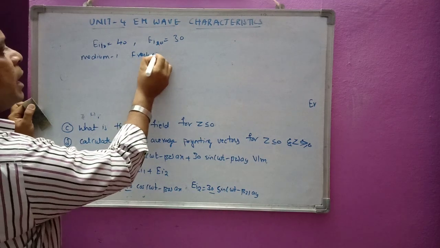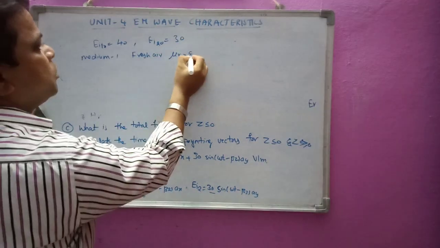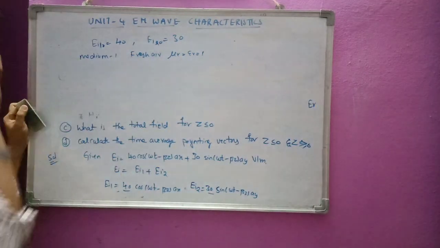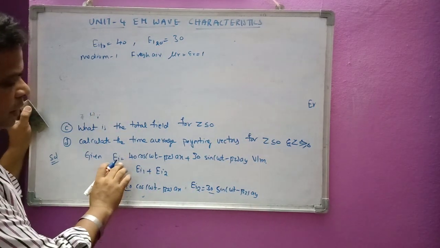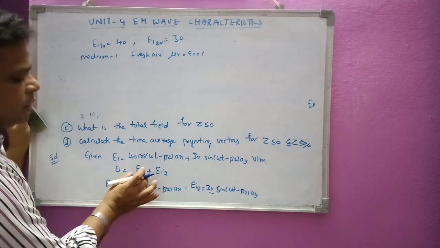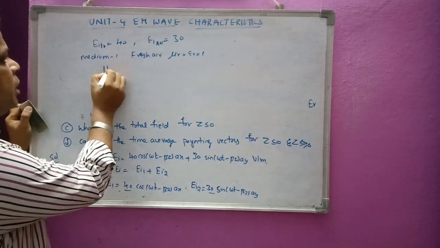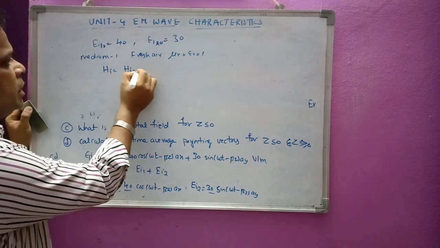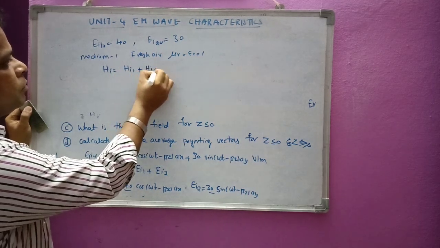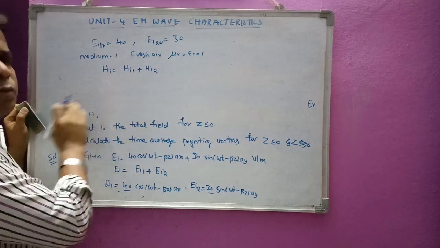We have to take mu r equal to epsilon r equal to 1 approximately. As we have taken EI into two components, EI1 and EI2, similarly we have to decompose HI into HI1 plus HI2. By doing it like this, we have to proceed with the problem here.